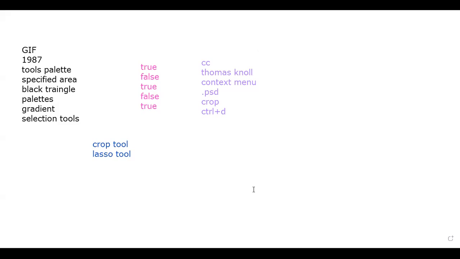Good. Yes, Prabnoor. It is used to automatically select the adjacent areas of same color in an image. Correct. Magic wand is used to automatically select the adjacent areas of the same color in an image. The shortcut key for the same is W.